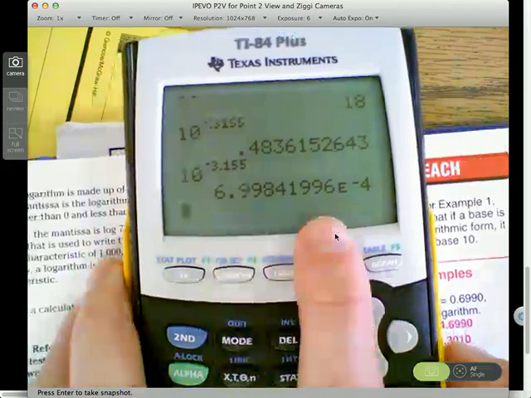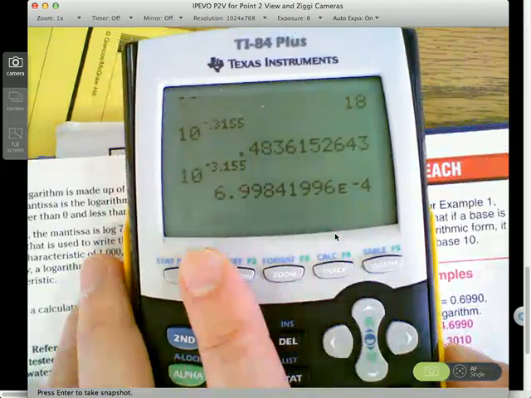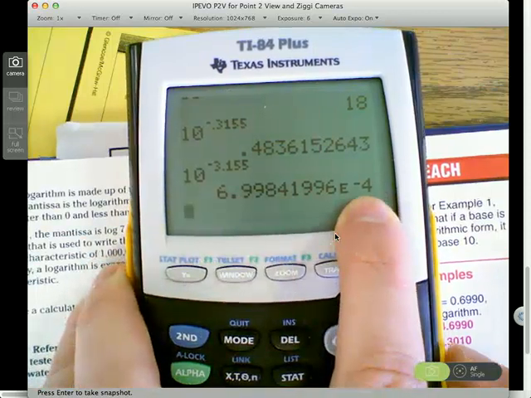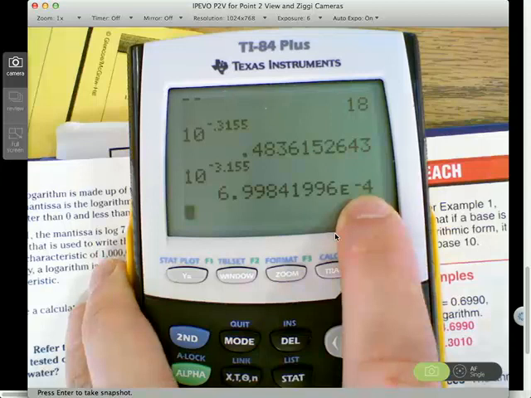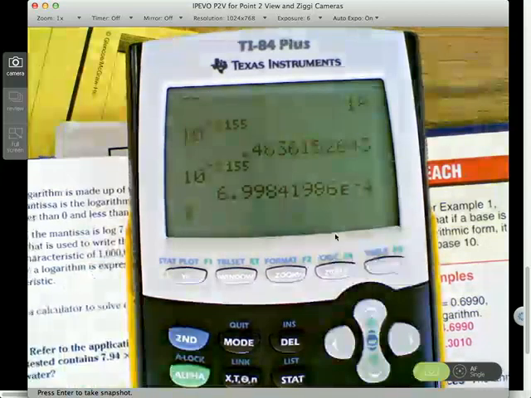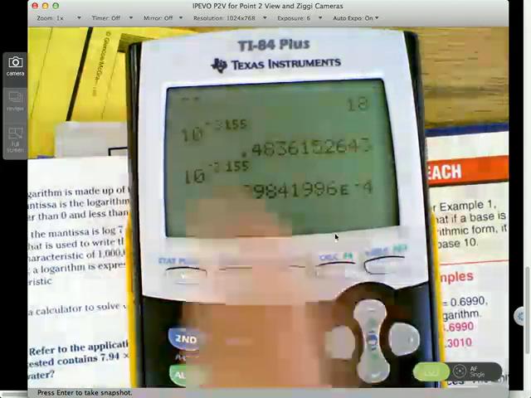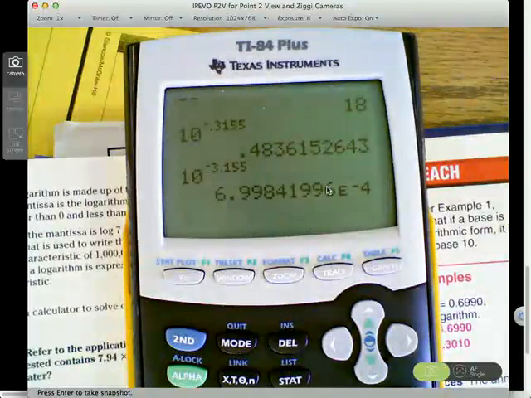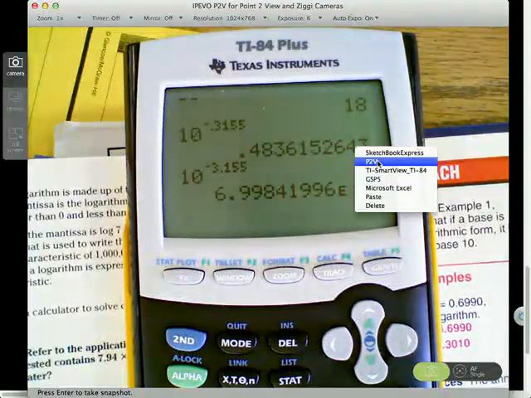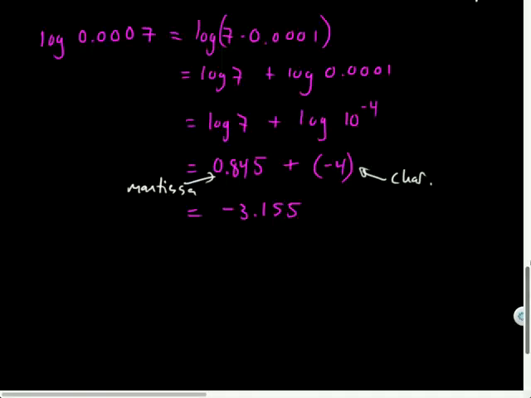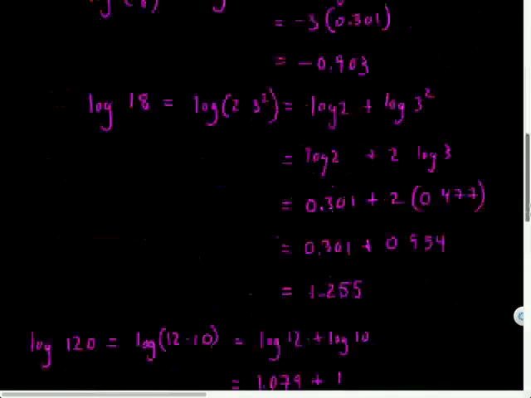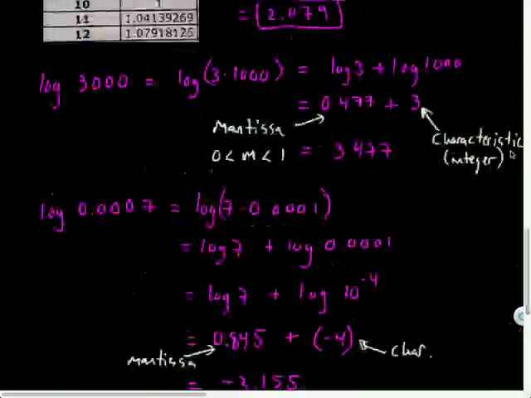And is this the right answer? Yeah. Close enough. But notice that the e to the negative 4, that is scientific notation, right? So that is 0.0006998, and that 699 would round to the 7 that we were talking about. I just want to point that out. All right, so that's using logs as building blocks to find other logs, and that little bit of vocabulary that's a little bit weird.